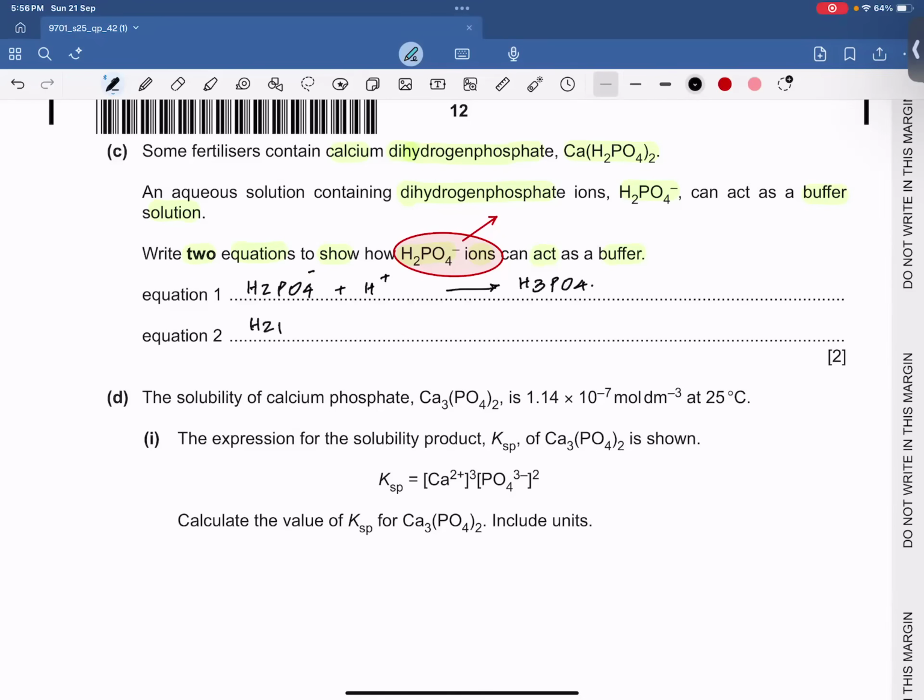And it can also donate its proton very easily because it has an amphoteric nature. So when we add hydroxide ions or sodium hydroxide in a very small amount, it will turn to water and HPO4 2 negative. I hope it makes sense to you. This ion has an amphoteric nature.